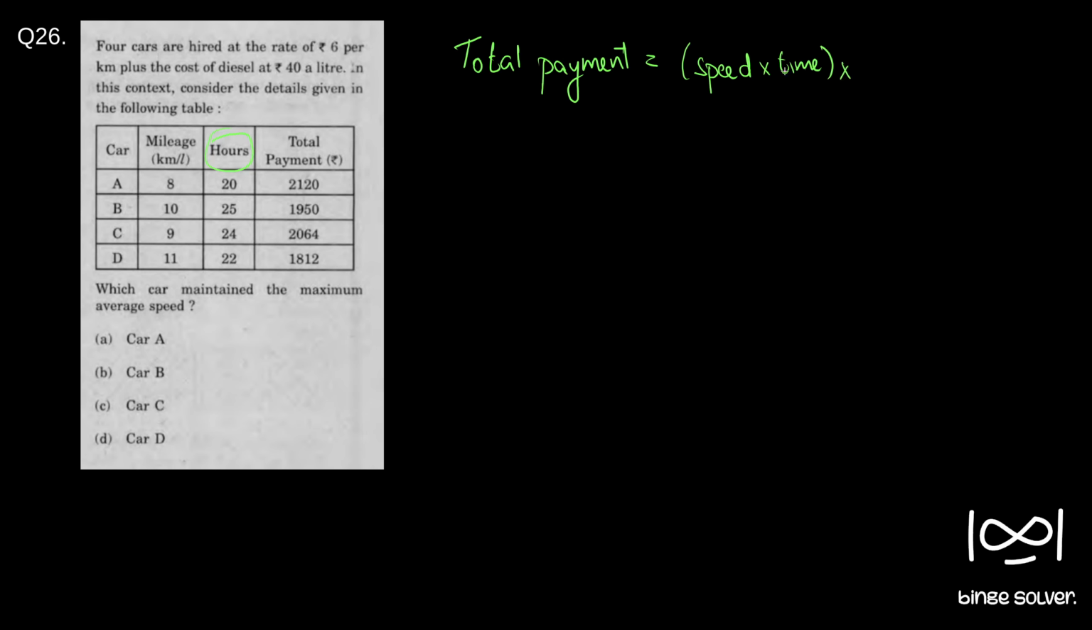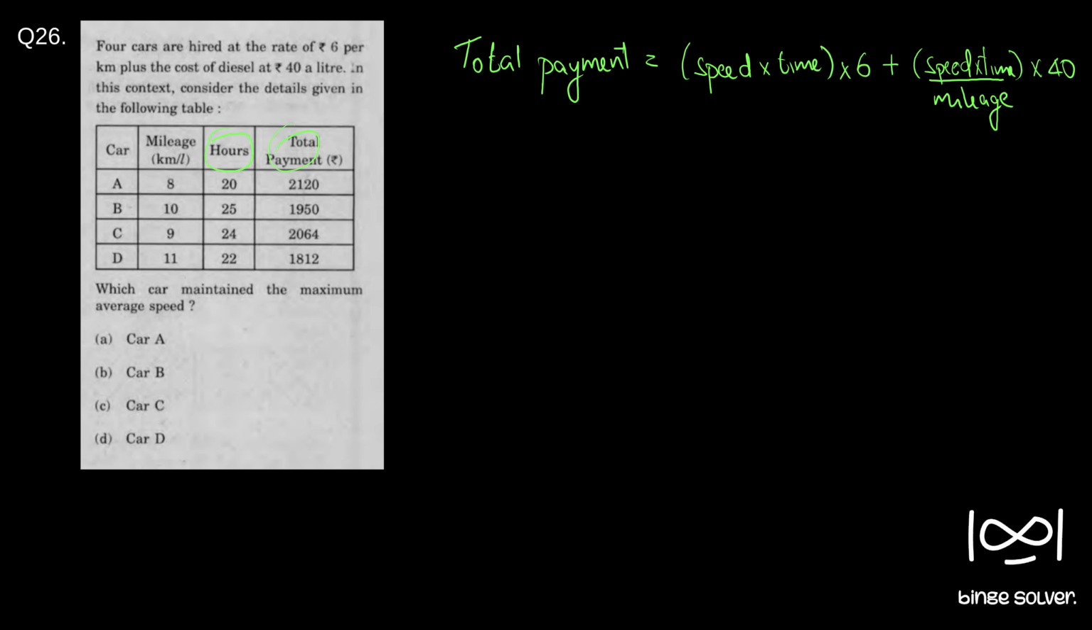So that total distance into 6 per kilometer, so into 6, plus speed into time, which is total distance, by mileage. Total distance by mileage gives total liters of diesel consumed, and for a liter it is 40 rupees. So total liters consumed into 40. This becomes the total payment, which is this figure. We will use this equation to solve the speed of each car.